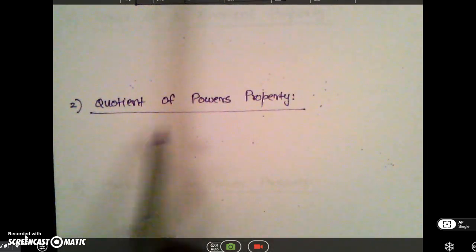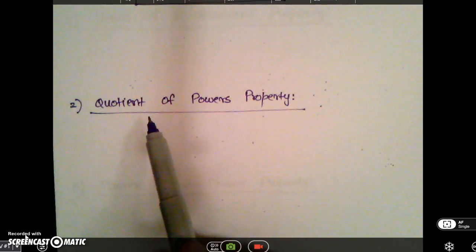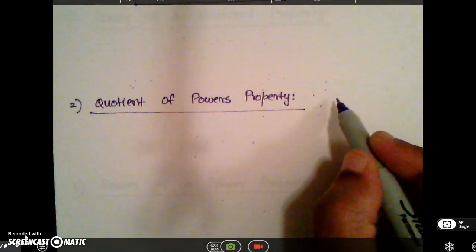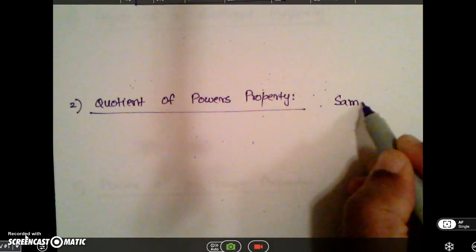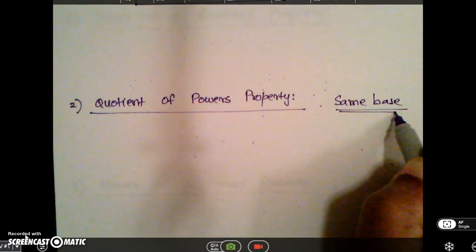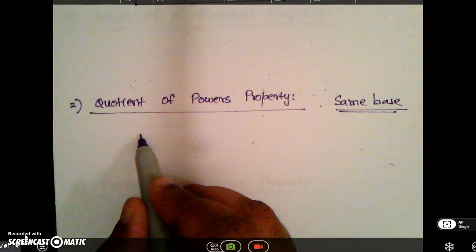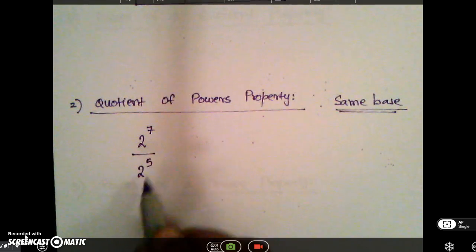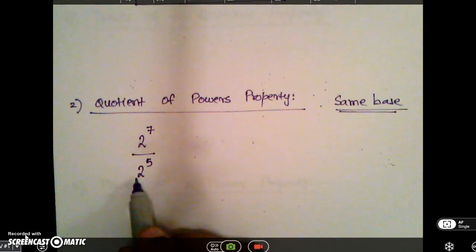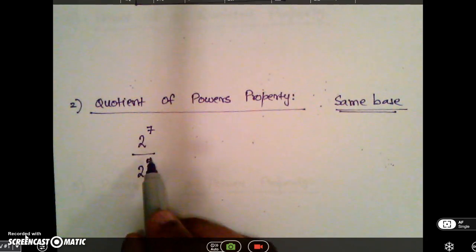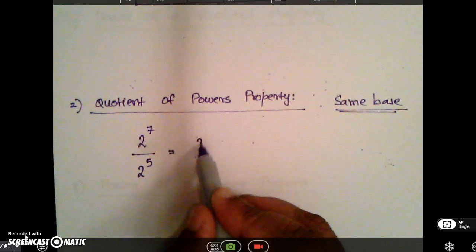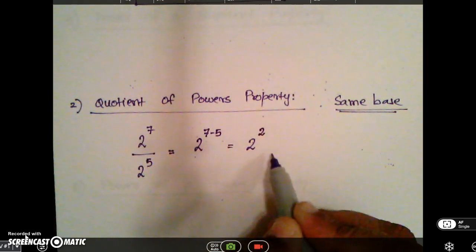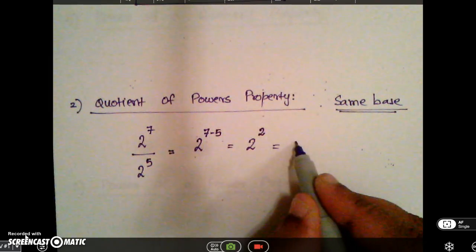Now comes the quotient of powers. Quotient means I'm dividing two powers that have the same base. So the thing that is critical is that I have to have the same base. Otherwise I cannot apply this property. So if I have a power, say 2 to the power of 7, and I divide it by another power that has the same base. So the bases are the same. The powers may be the same or different, it doesn't matter. All I can do is simply subtract the powers, which will give me 2 to the power of 2, which is 2 times 2.